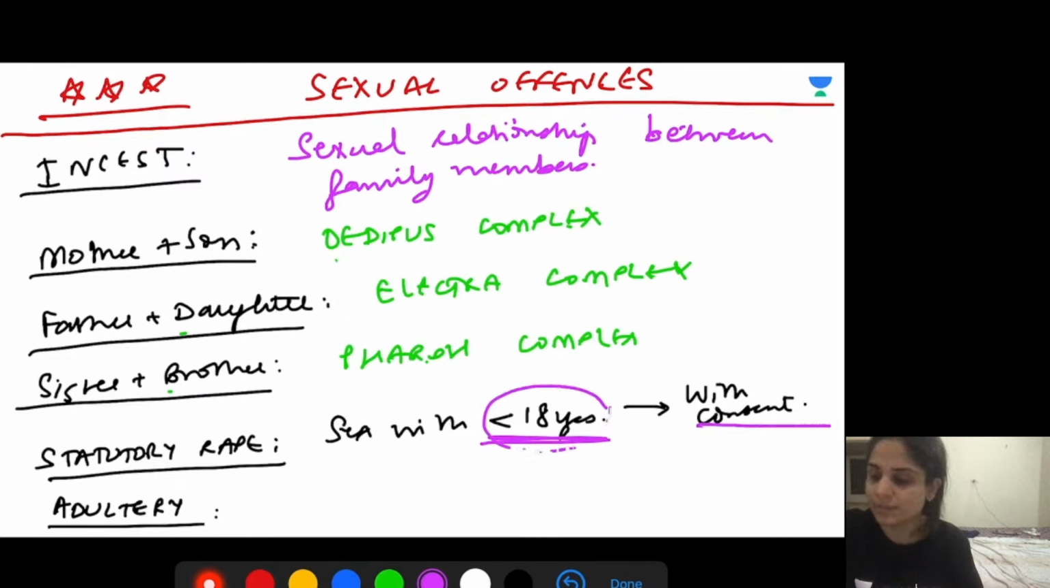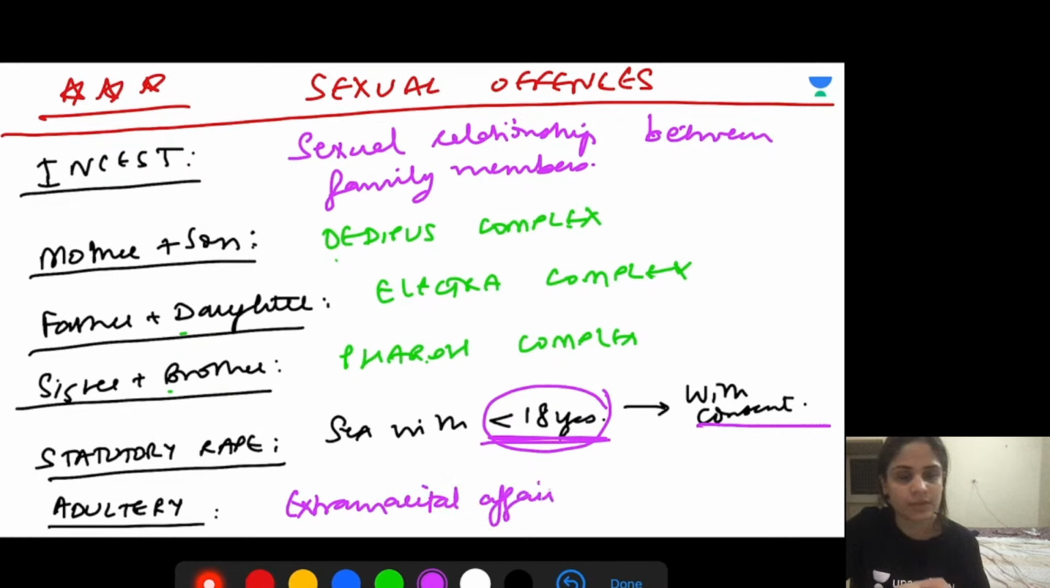And what is adultery? Again, very easy thing to remember. Adultery is nothing but extramarital affair. Alright, moving on to our next set of questions.